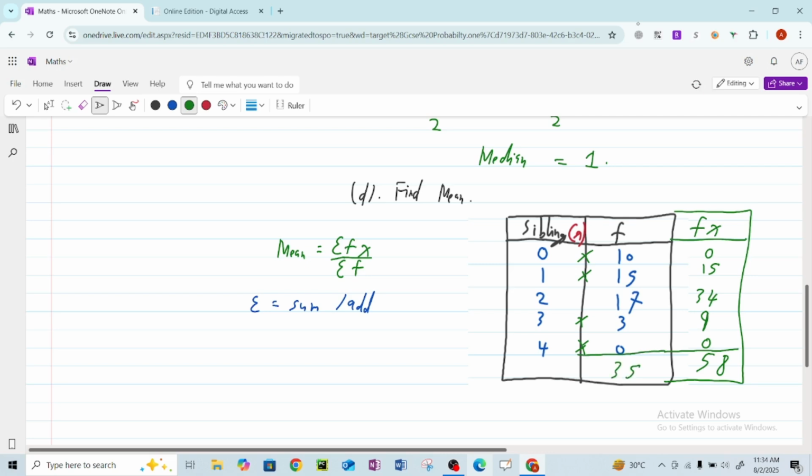Now let's put them in the formula. Σfx is going to be 58 divided by 35. You can put this in your calculator and that's going to be your answer. If the examiner does not give you a specific form, you can just leave it in this form, that is 58 by 35. Or if they say to give the answer in decimal form, then you have to give it in that form. Otherwise, you can just leave it in any form you want. But that's going to be it for the mean as well.